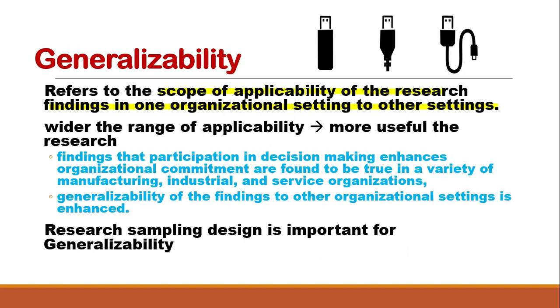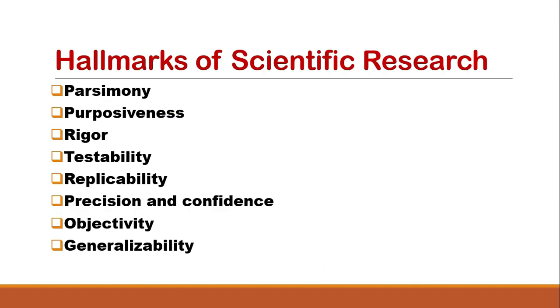Thank you. This was all for today. Let's repeat our 8 hallmarks of scientific research. We discussed in this chapter that a scientific research is different from a non-science or a pseudo-scientific explanation. There are certain characteristics of a scientific research, that is, it should be parsimonious or simple or straightforward. There should be some purpose to it. It should be rigorously designed. It should be testable so that the hypothesis that we have developed can be retested in another study.